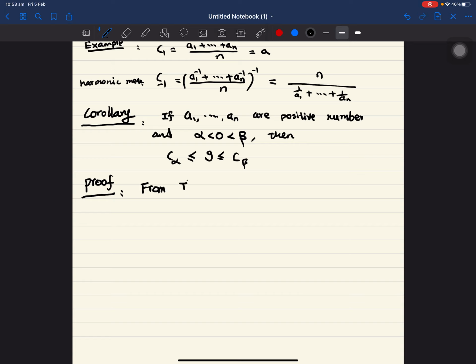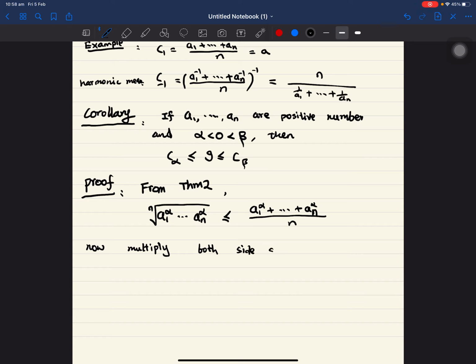From theorem 2 above, we know that the nth root of a1 to the alpha times all the way to an to the alpha is less than or equal to a1 to the alpha plus all the way to an to the alpha, over n, and that is just the geometric mean being less than the arithmetic mean. Now multiply both sides by the power of 1 over alpha. Now we have two cases. One case is alpha greater than 0, the other case is alpha less than 0.